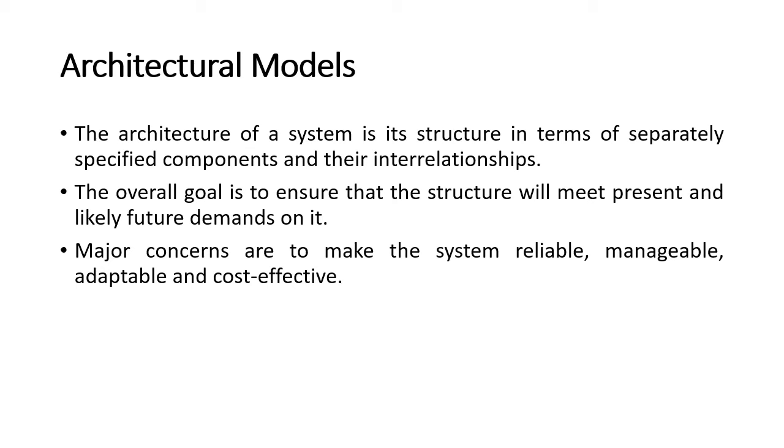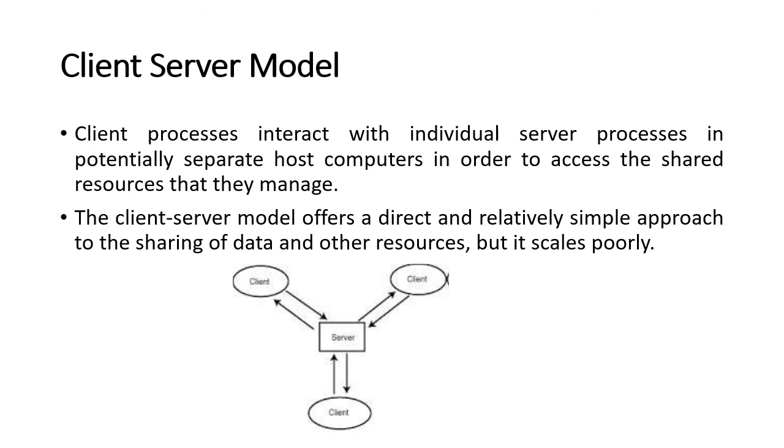Some other concerns are the reliability of the system, and it should be manageable. For example, if we add more systems to the distributed system, more nodes, it should still be manageable. It should be adaptable, and it should be cost effective. In our architectural model, we will talk about the client-server model and the peer-to-peer model.